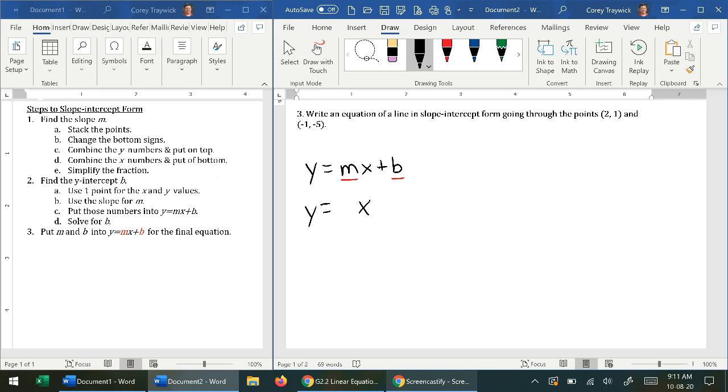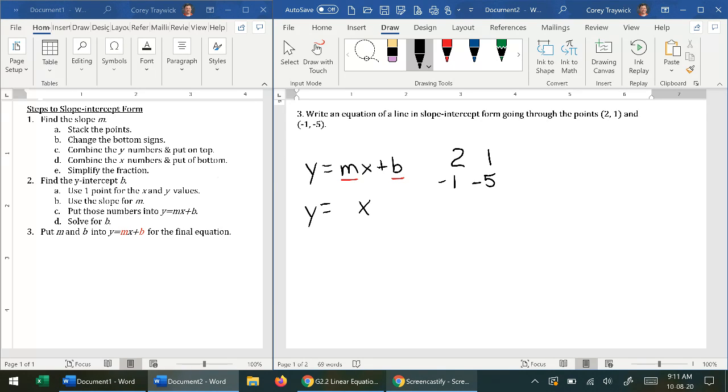This time, we're not given the slope, so we're going to have to figure it out. And this is how I like to figure out the slope. This is on step number 1 here, over here on the left. The first part is to stack the points, and I mean write them on top of each other. You don't need to use the comma here. We're just making ourselves a special type of equation. Make sure you write the signs correctly.